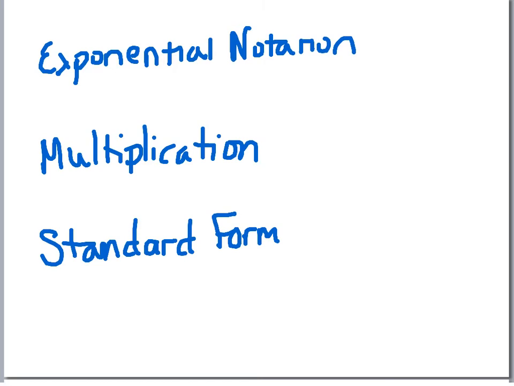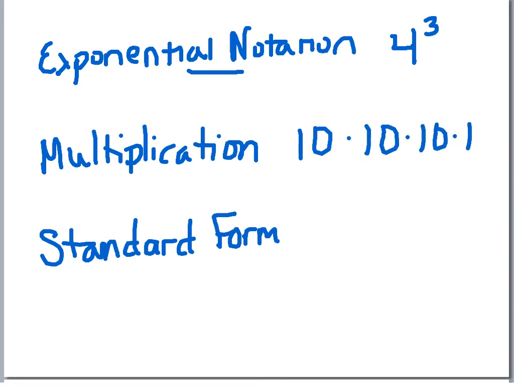In your lesson tomorrow, you're going to be asked to report numbers in different ways. So if you were told to write 4 times 4 times 4 in exponential notation, that would be written as 4 to the 3rd. If you were asked to write numbers as multiplication, like 10 to the 4th, that would be written out as multiplication, 10 times 10 times 10 times 10. That's 10 to the 4th.